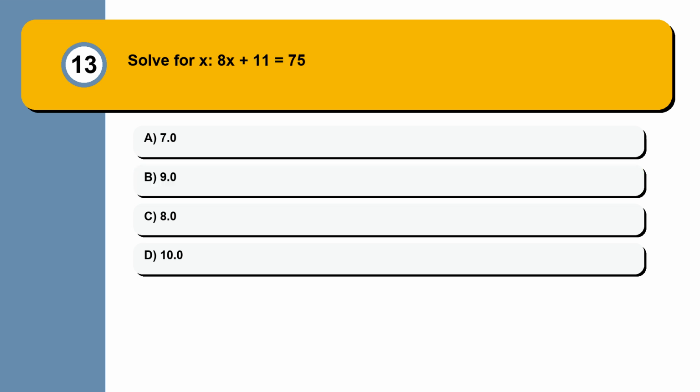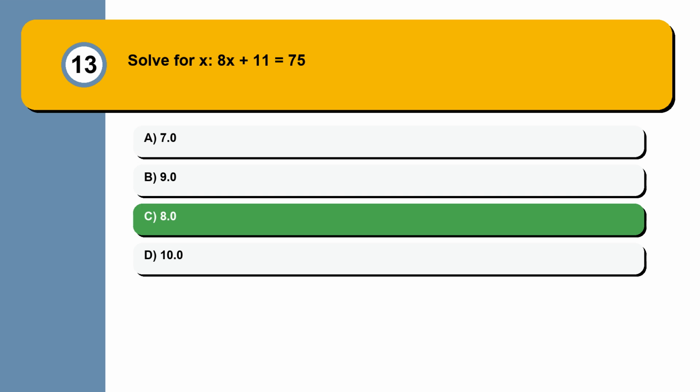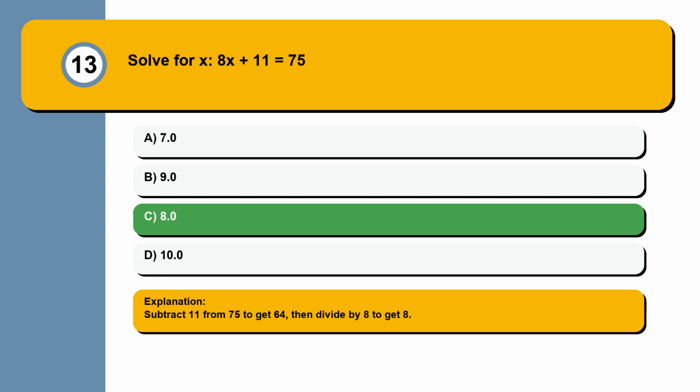Question 13. Solve for x. 8x plus 11 equals 75. 7, 9, 8, 10. Subtract 11 from 75 to get 64, then divide by 8 to get 8.